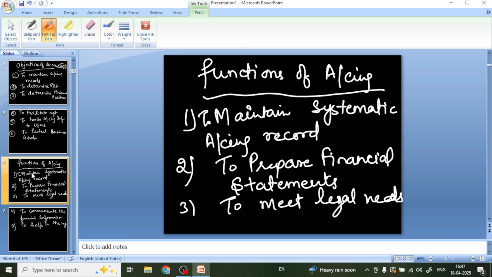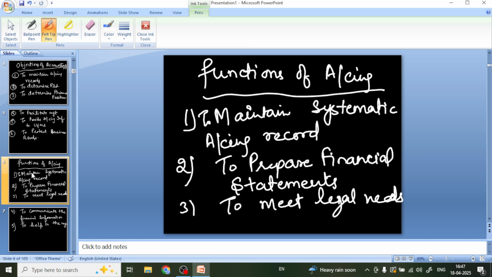Now the first function of accounting, first point, is to maintain systematic accounting record. The main function, the primary function of accounting is to maintain systematic accounting records of financial transactions and events. Second one, to prepare the financial statements, you can say to prepare the final accounts, the trading and profit and loss account and balance sheet.